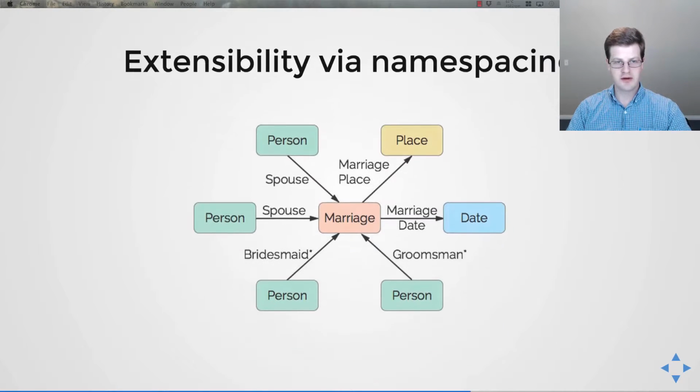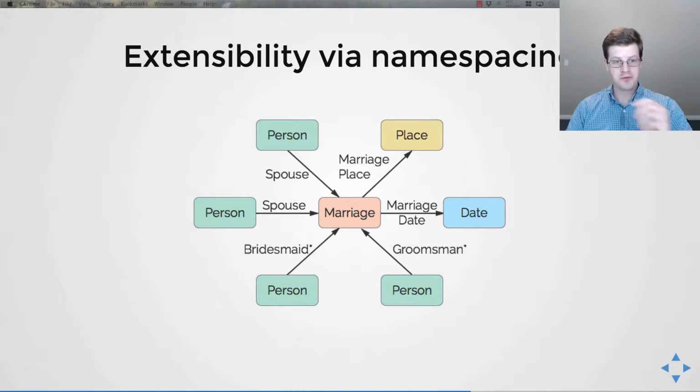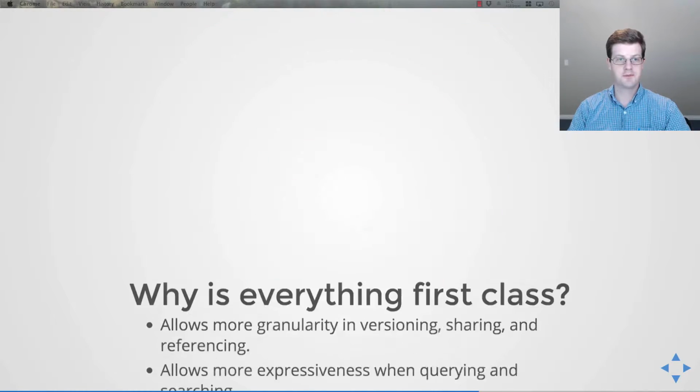We talked a little bit about extensibility. What we can do is, because we have nodes and edges, we can add additional edges to our graph, such as bridesmaid and groomsman in a marriage. And it doesn't break anything. It doesn't break our model whatsoever. It's just an additional edge. If someone is asking for a marriage in a different system, they just won't see that information in their standard marriage, but it's still there and it's still versioned and comes across that way.